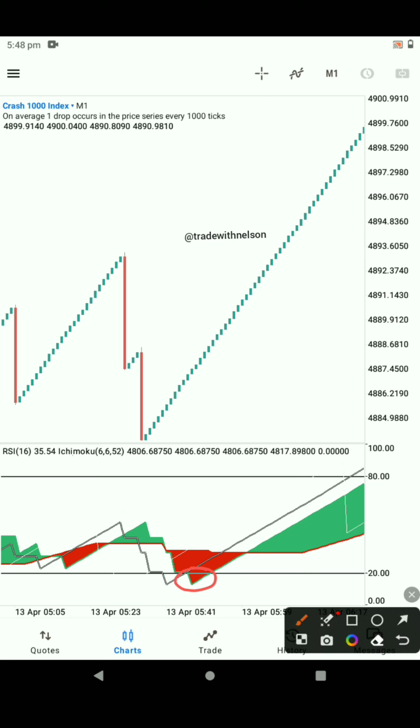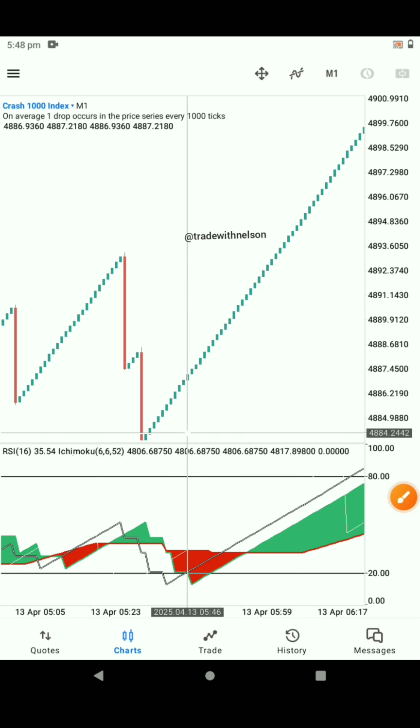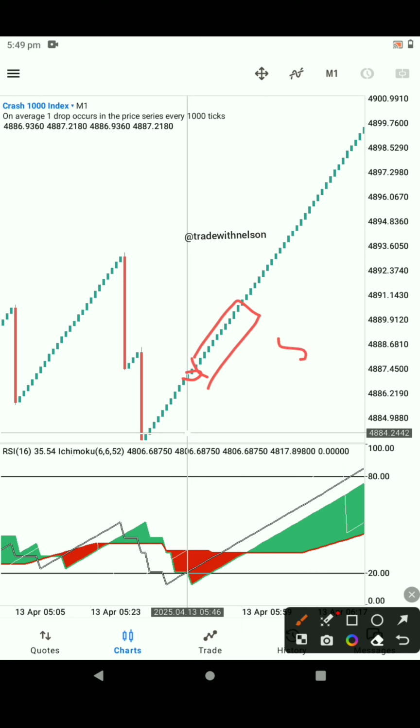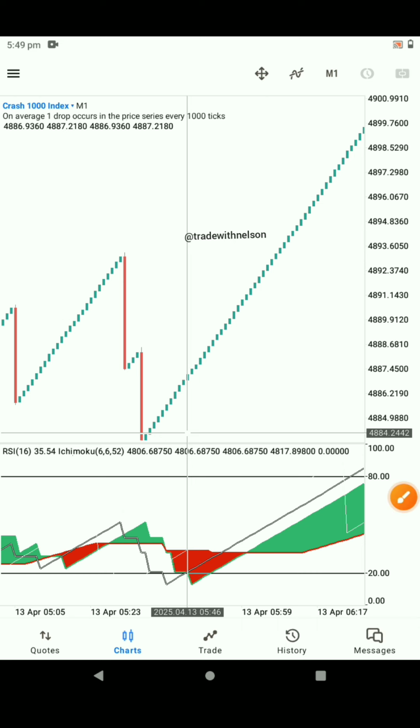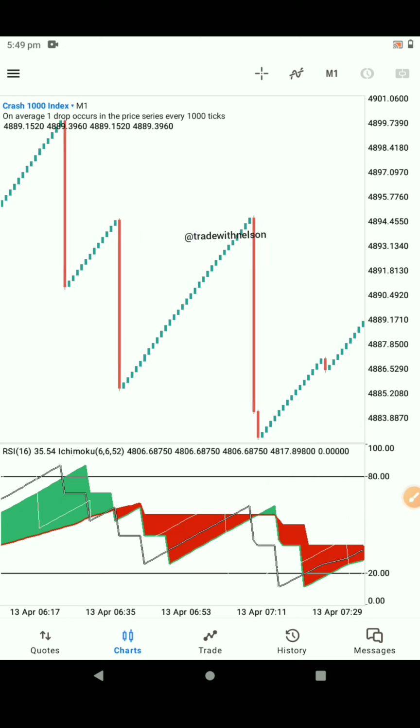So you can see it at this point. Then once you have this black entering into this red, you see it here. Wait for one candle, enter a buy and count your 5 candles. Hope you understand what I am saying. So let me show you more examples so that you will understand better.